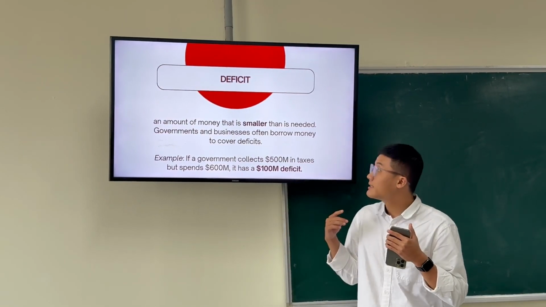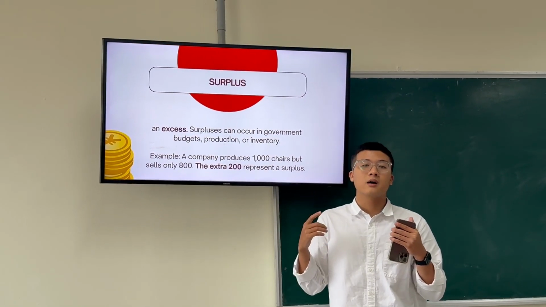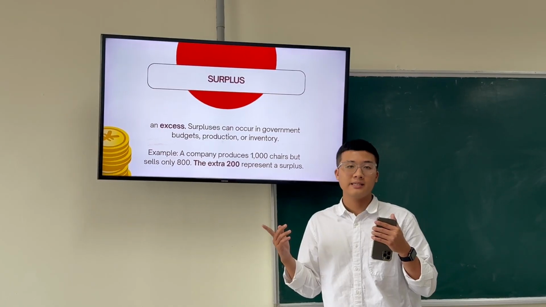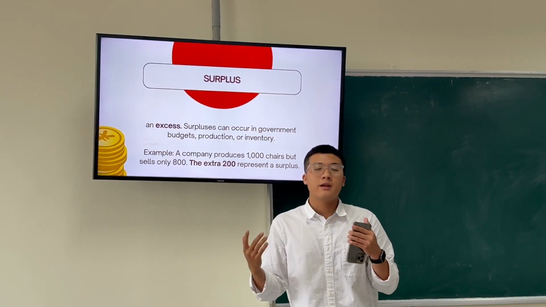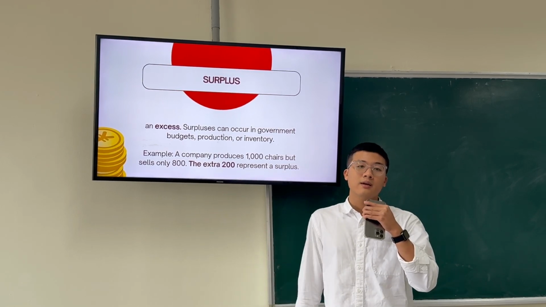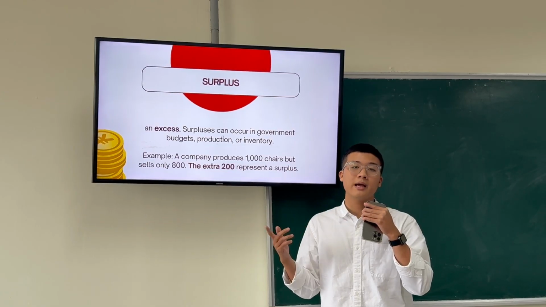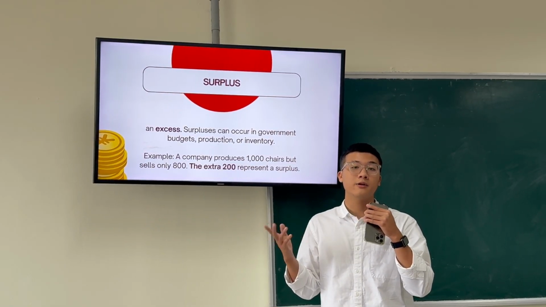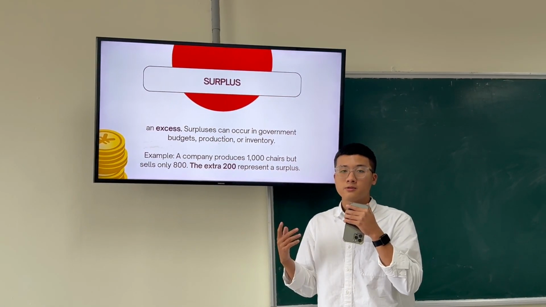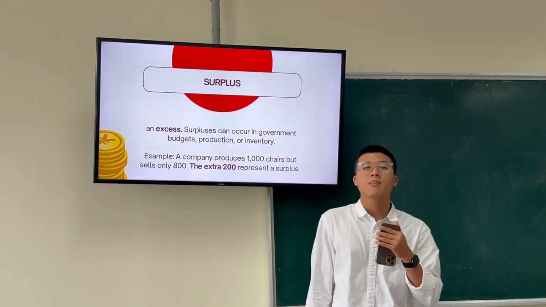The third one is surplus. It's an excess, a quantity that is larger than is needed. Surpluses can occur in a government budget, production, or inventory. For example, a company produces 1,000 shares but sells only 800. The extra 200 shares represent a surplus.